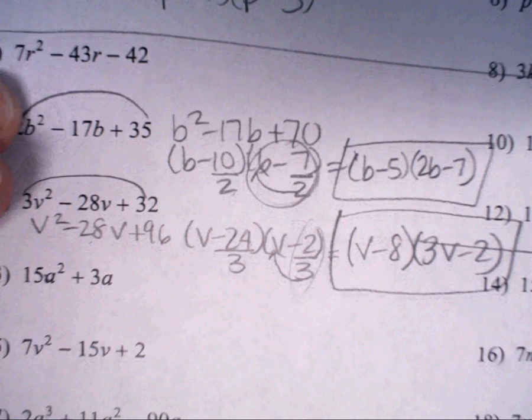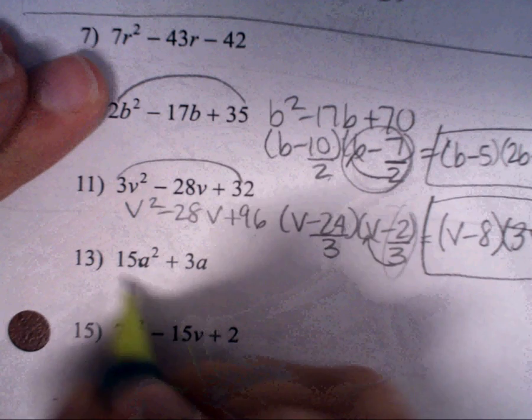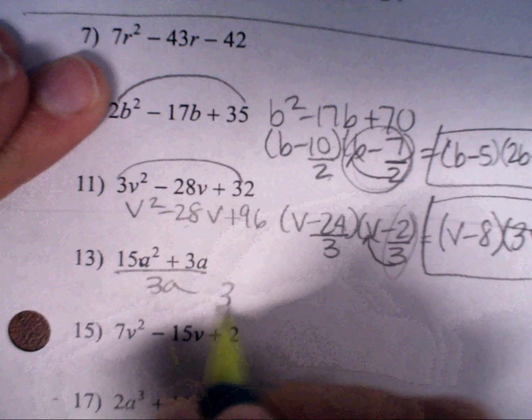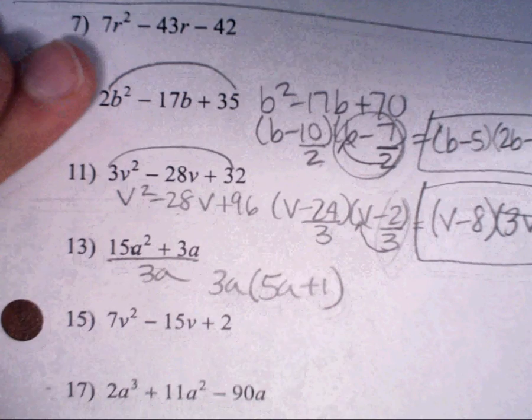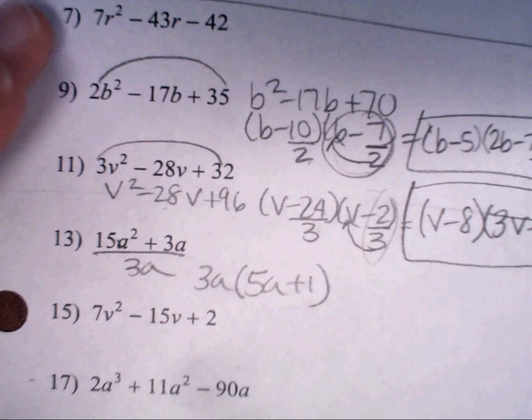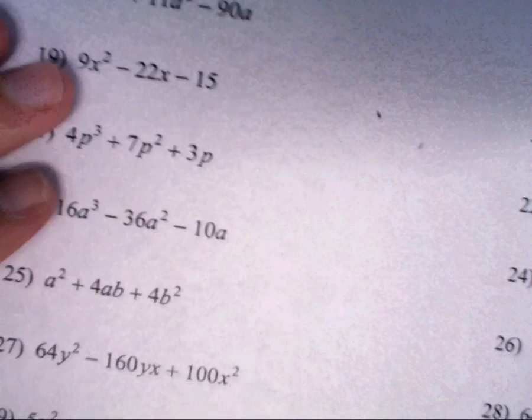Alright, so let's look at the next one. Say number 13. 13 is just a GCF, so I divide by 3a, 5a plus 1 is my answer there. There's some more slide and divides in here. There's some extra variables. Make sure to take out your GCF first. GCF out first is always your first step.